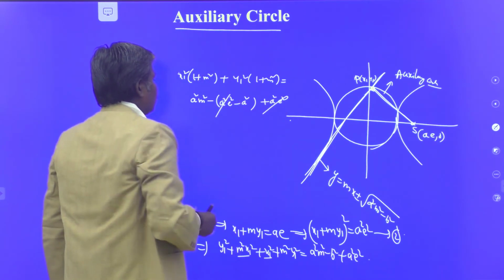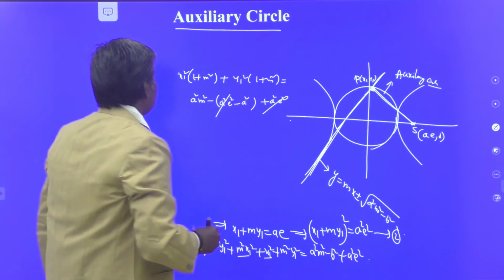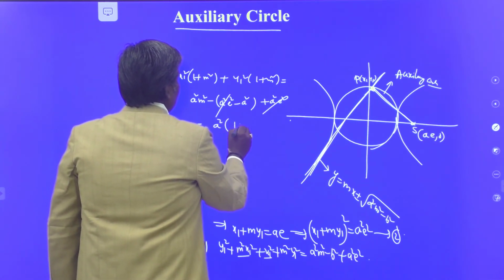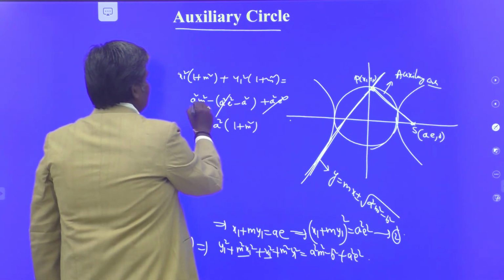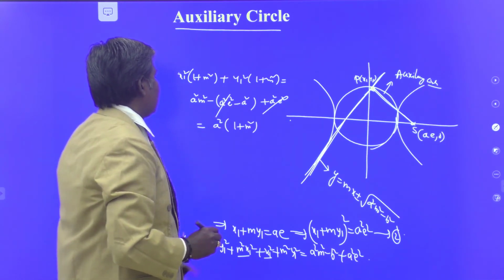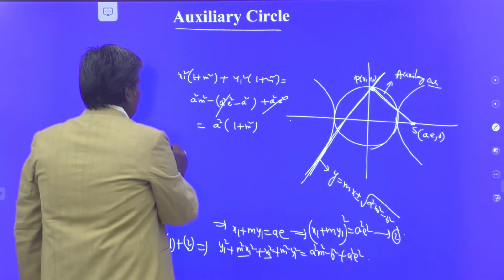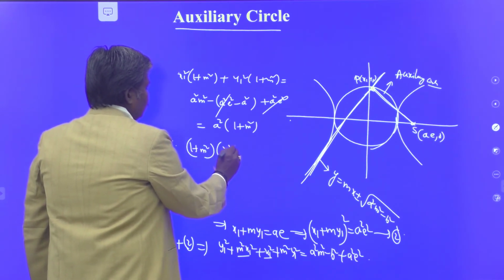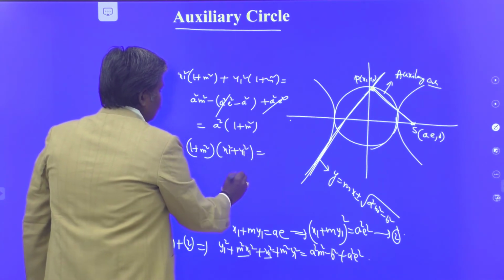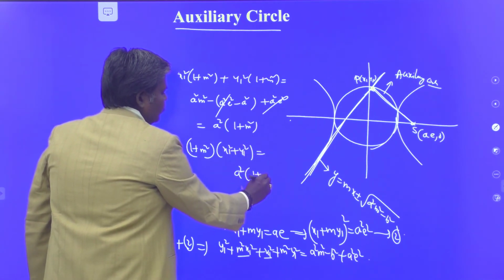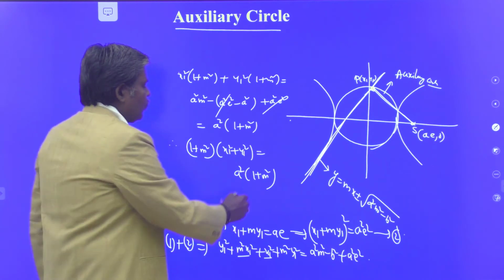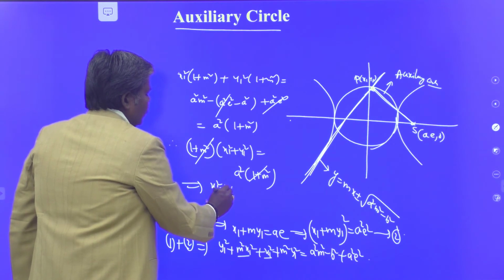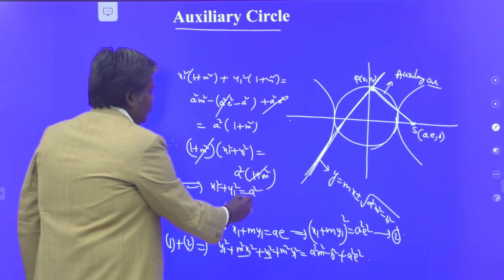a square e square, a square e square gets cancelled. Minus into minus, plus is there. You can take common a square into 1 plus m square, because plus a square m square. Therefore, we have 1 plus m square times of x1 square plus y1 square is equal to a square times of 1 plus m square. Okay, 1 plus m square gets cancelled. We have the condition x1 square plus y1 square equal to a square.